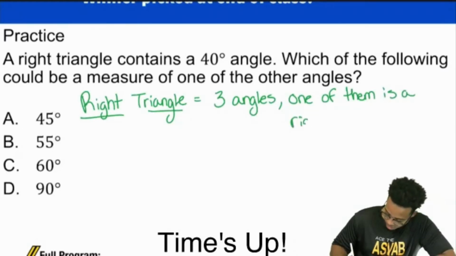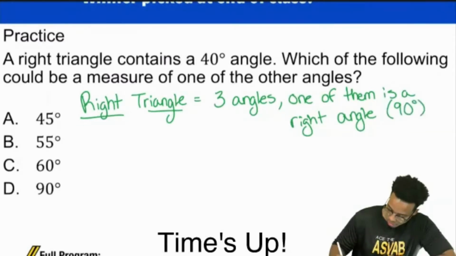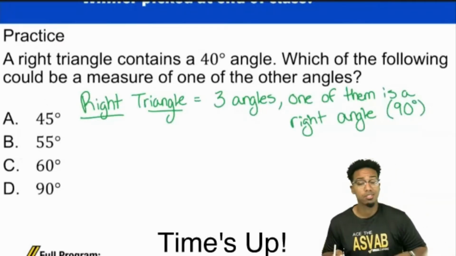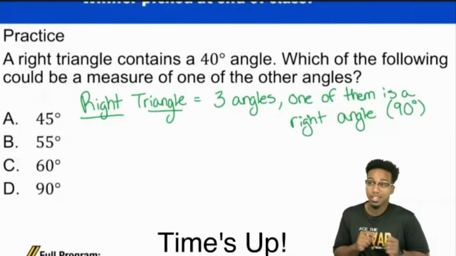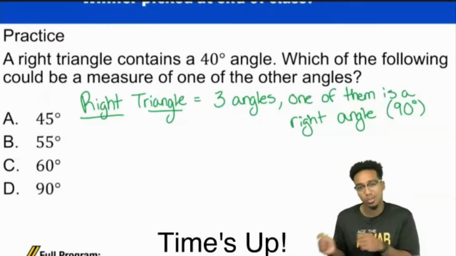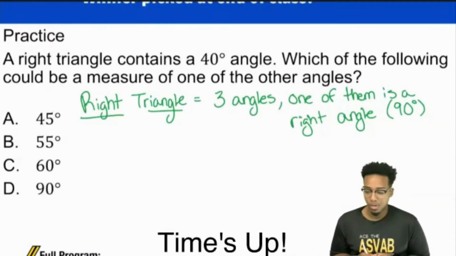And everybody, if it's a right angle, how many degrees is that? That's right, 90 degrees. So again, that's all a right triangle is. It's a triangle with a right angle in it. Right triangle, right angle inside of a triangle. Done.